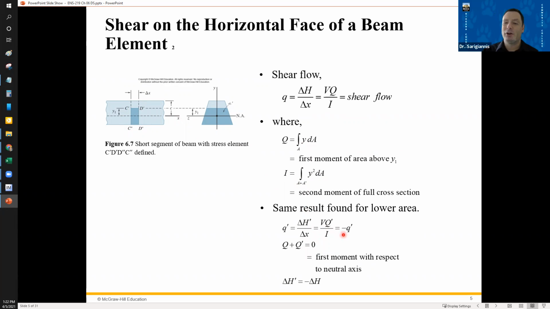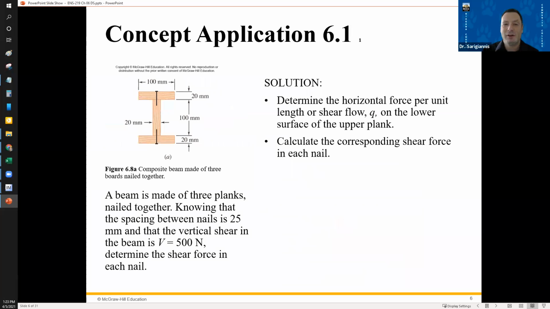And you can wind up with the same result for the lower area. Notice it's a negative Q, right? VQ over I. But this is the first moment with respect to the neutral axis. That's what that Q is.